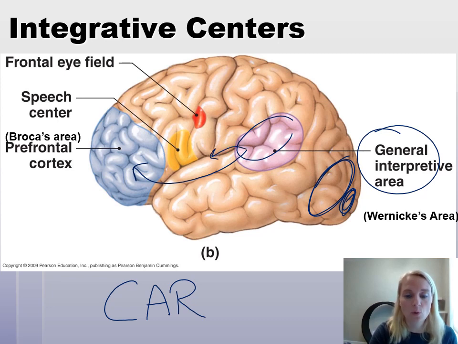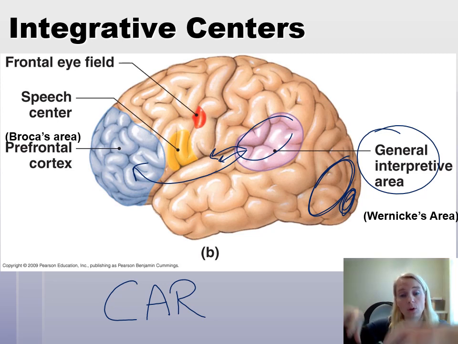There's links to your limbic system that might give you some knowledge about what a car does. So you drive a car, it might have a smell associated with it. If you've been in a car accident, you might have some bad emotional memories associated with the word car or the thought of a car.